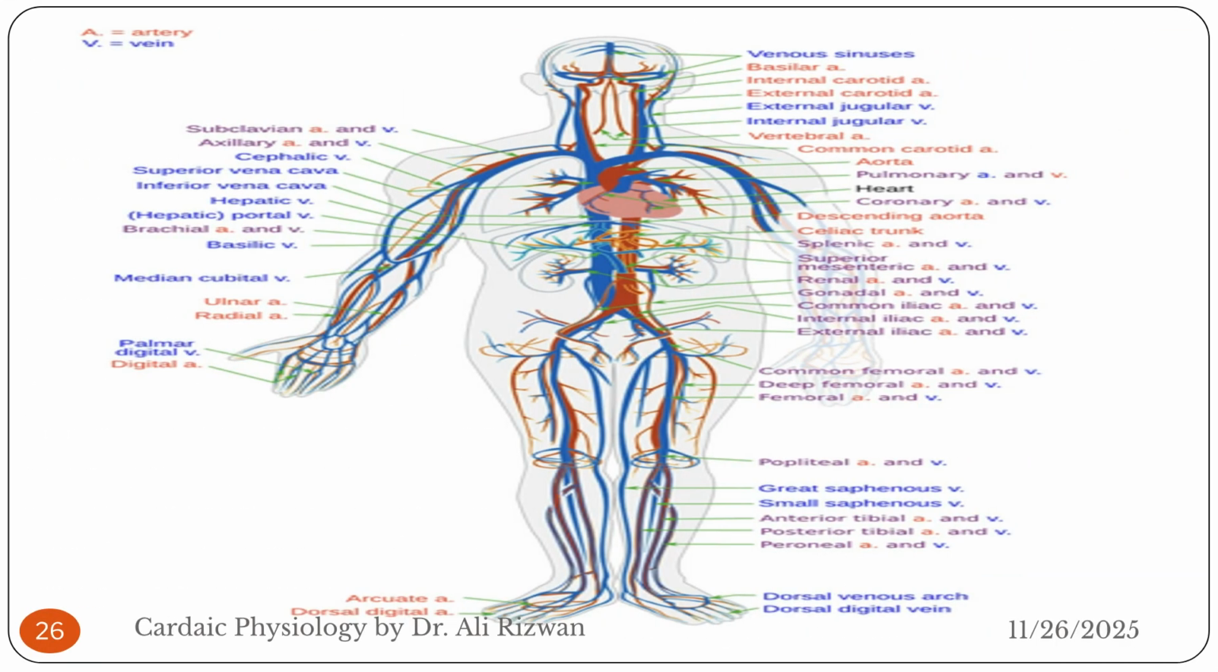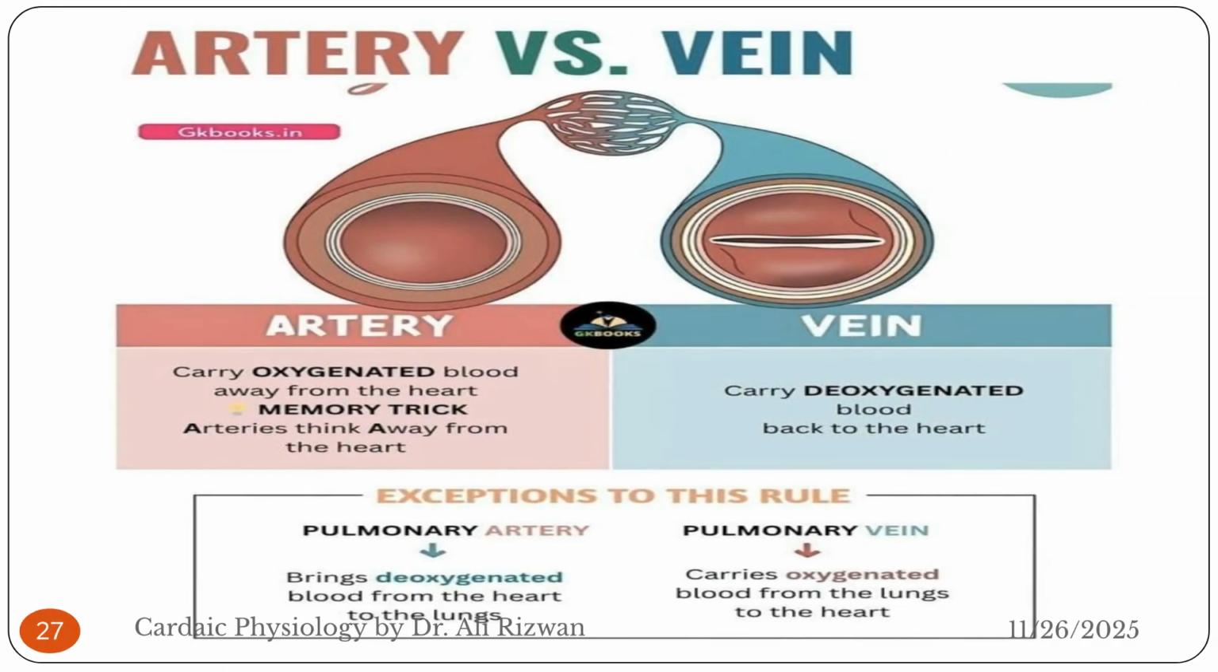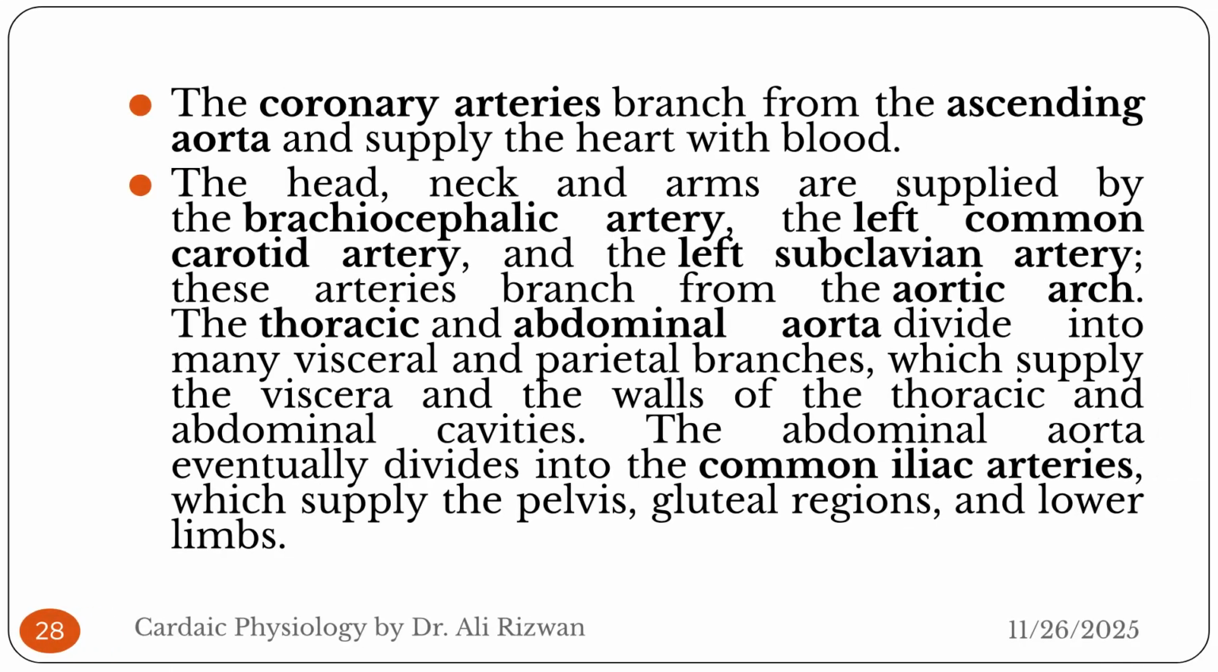This image provides an overview of the circulatory system, mapping the distribution of blood through the major arterial pathways. This illustration further details the branching patterns of the major arteries and their relationship to various organs. The coronary arteries branch from the ascending aorta to supply the heart. Other major branches from the aortic arch supply the head, neck, and arms, while the abdominal aorta eventually divides into the iliac arteries to supply the lower body.